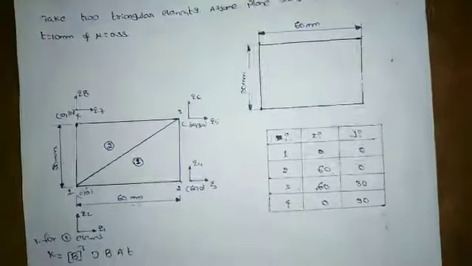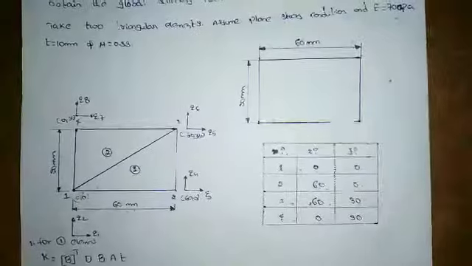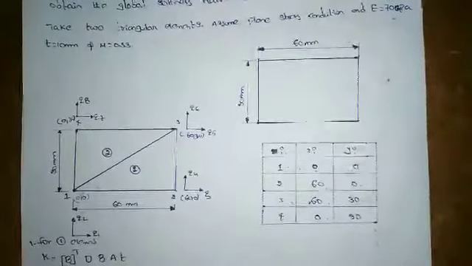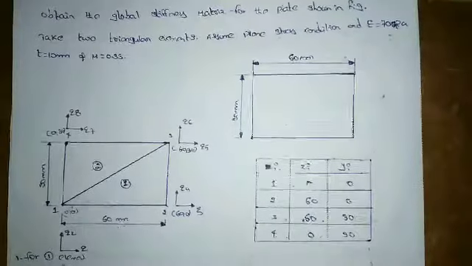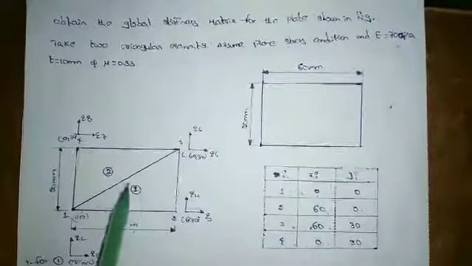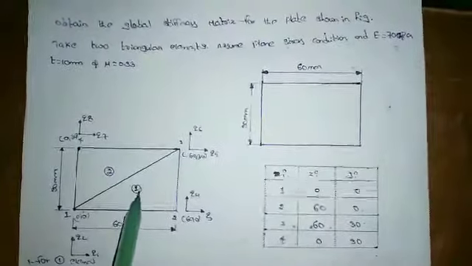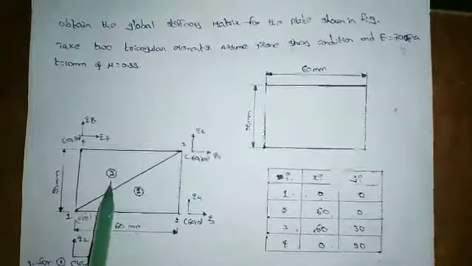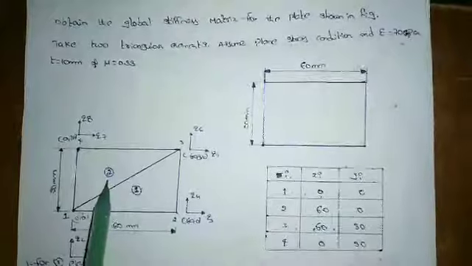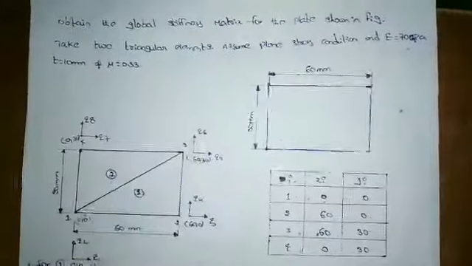Here in this problem they asked to find the global stiffness matrix. Global stiffness matrix means, here there are two elements. First of all you have to find the element stiffness matrix for each element, that is k1 and k2. After that you have to assemble these two matrices, and you will get the global stiffness matrix.